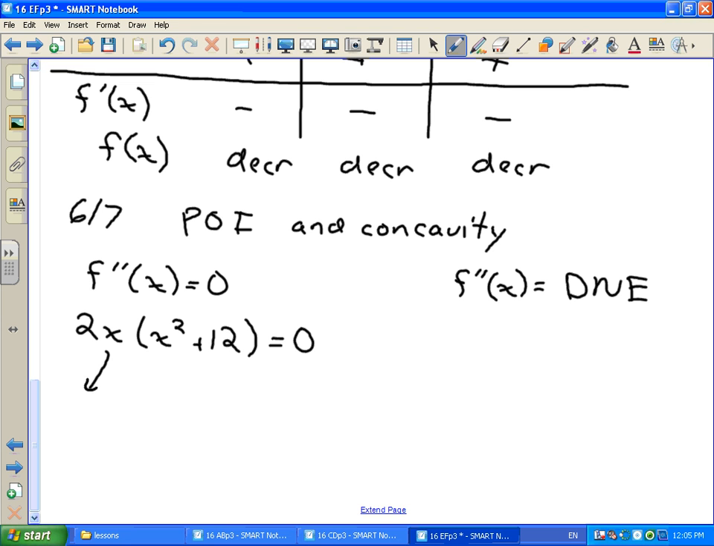And what are we going to get for solutions here? x equals 0 is one solution. And another possible solution would be x squared equals negative 12, but that doesn't work.